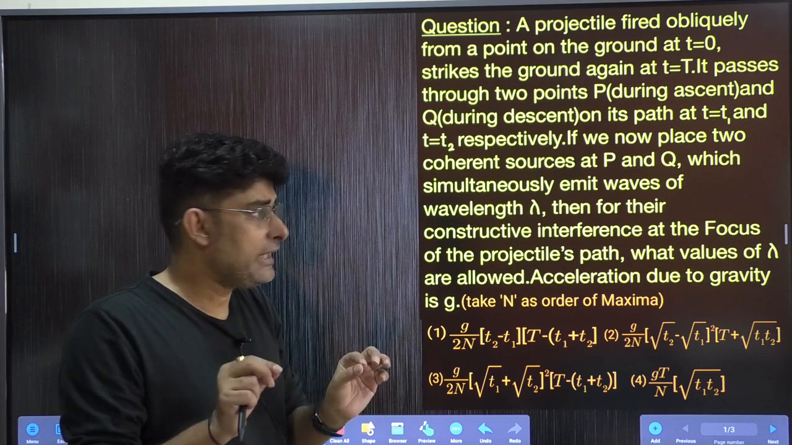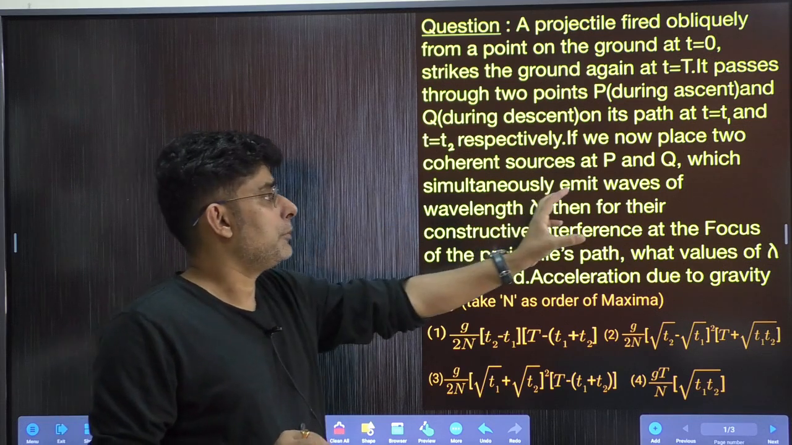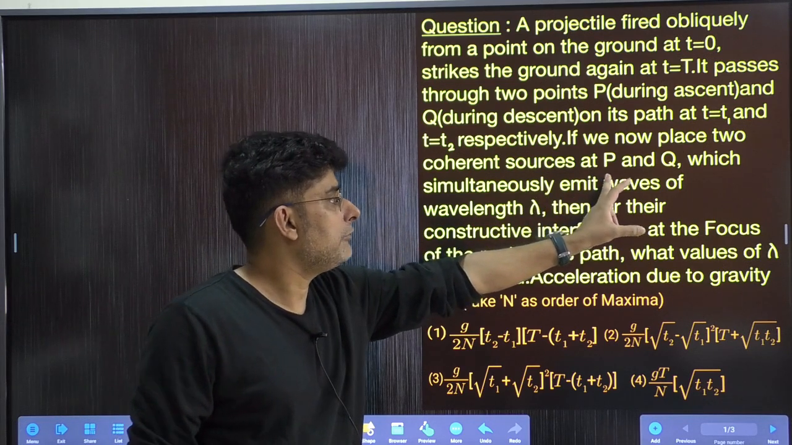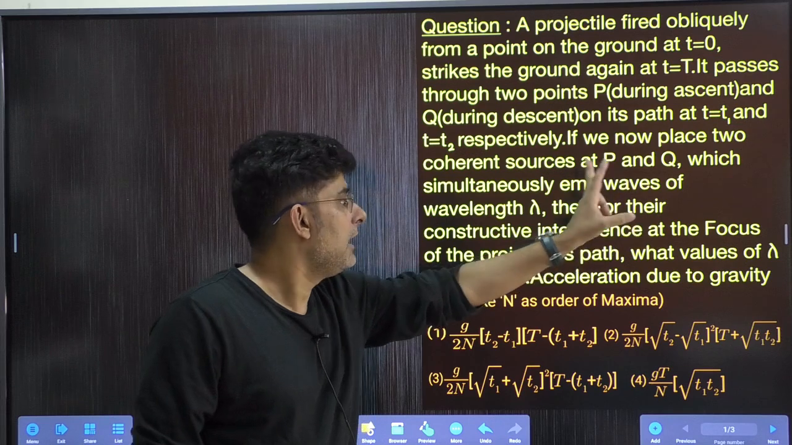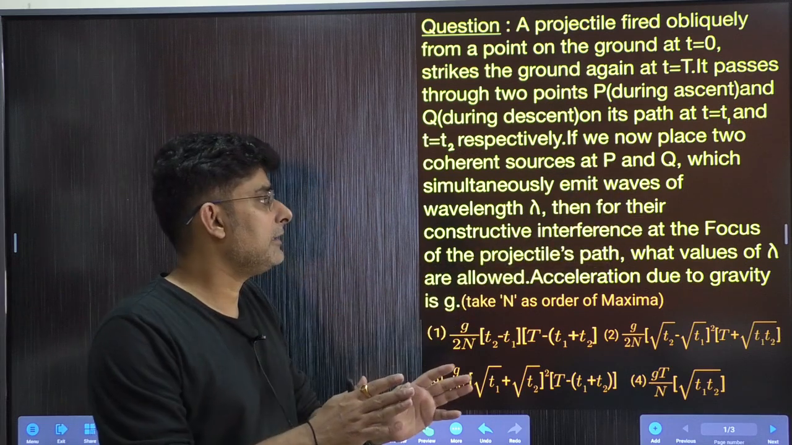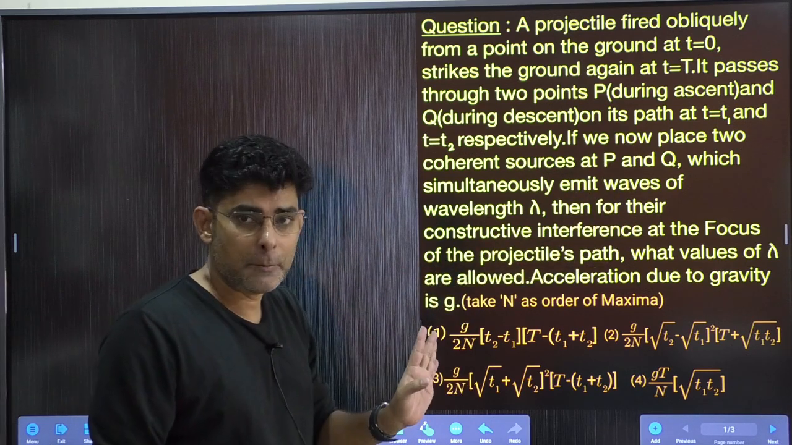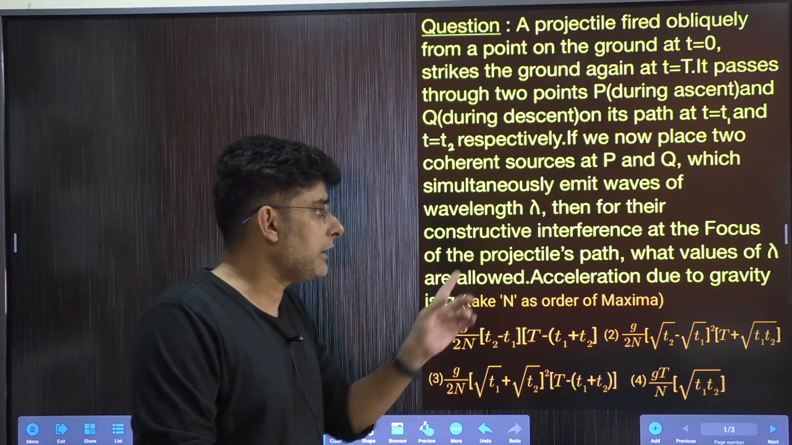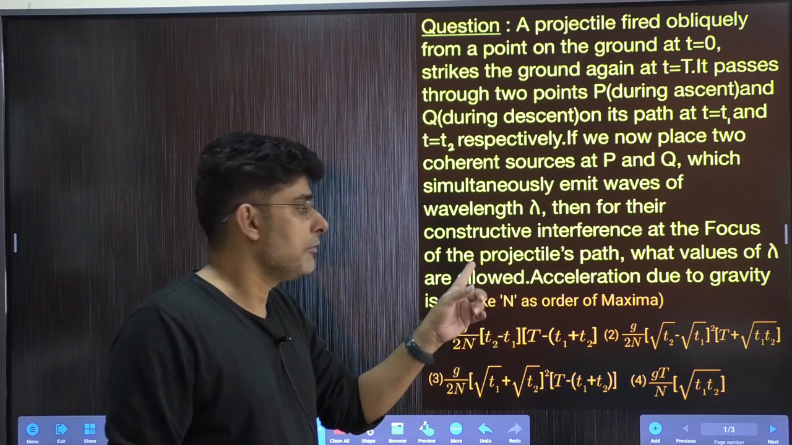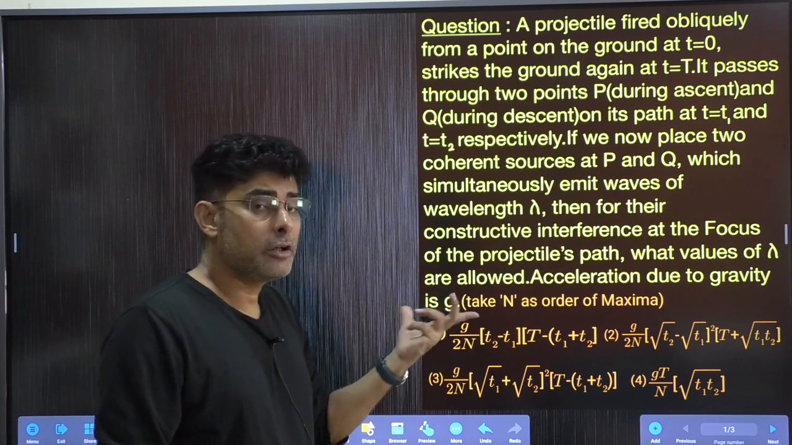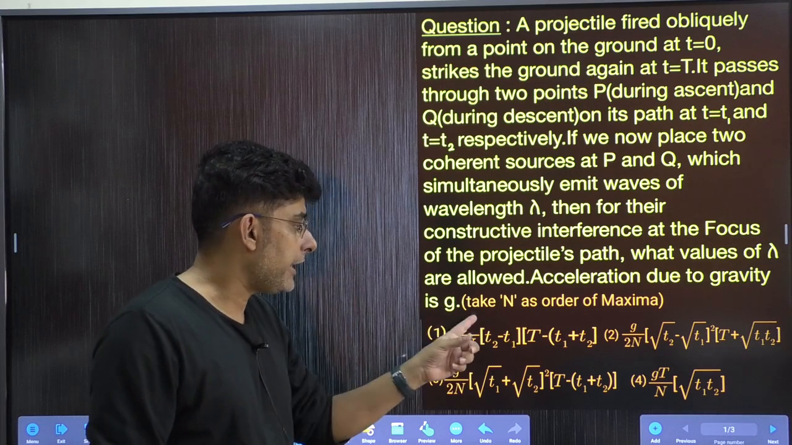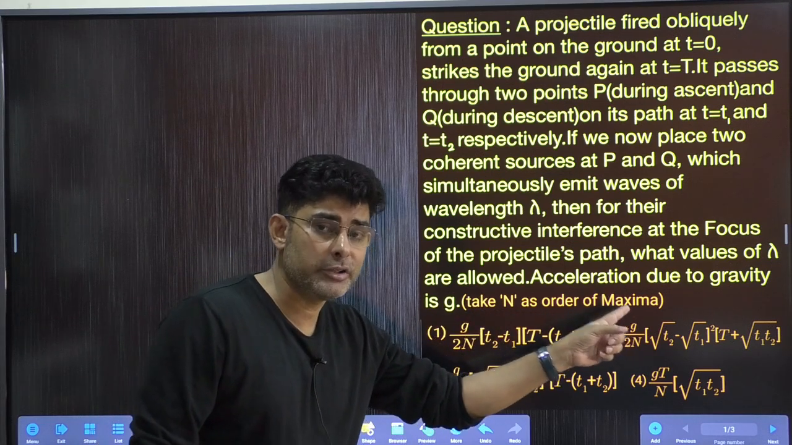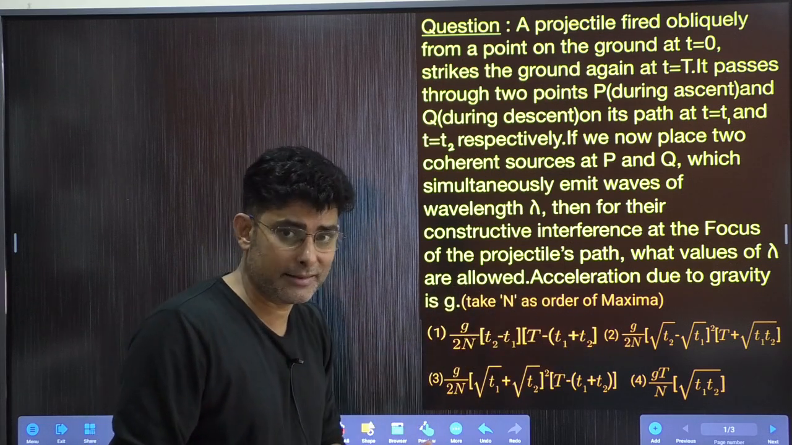Now at the points P and Q of the path of the projectile, we have placed two coherent sources, and these are simultaneously emitting waves of wavelength lambda. And if I want the waves to constructively interfere at the focus of the projectile's path, then what values of lambda are allowed? And I have taken n as the order of the maxima. Since constructive interference, so maxima.